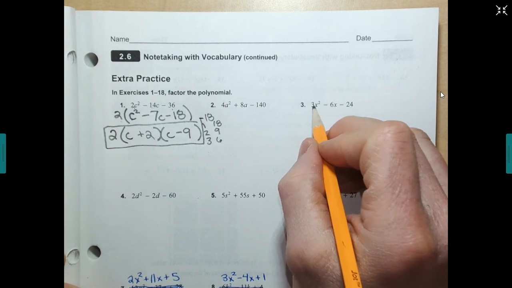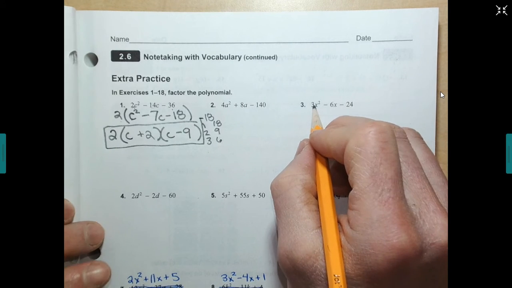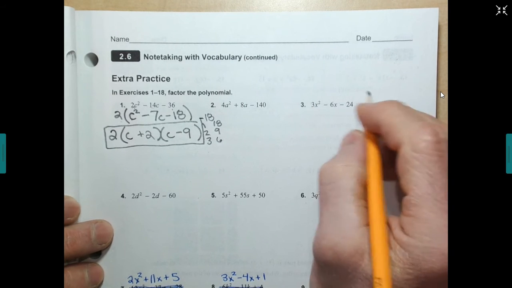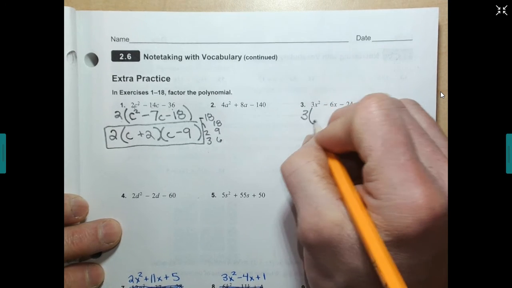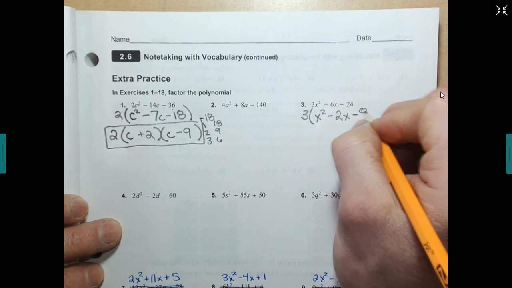All right, let's go over here. We have 3x squared minus 6x minus 24. First thing I see is they are all divisible by 3. So I'm actually going to factor out a 3. I'm left with x squared minus 2x minus 8.